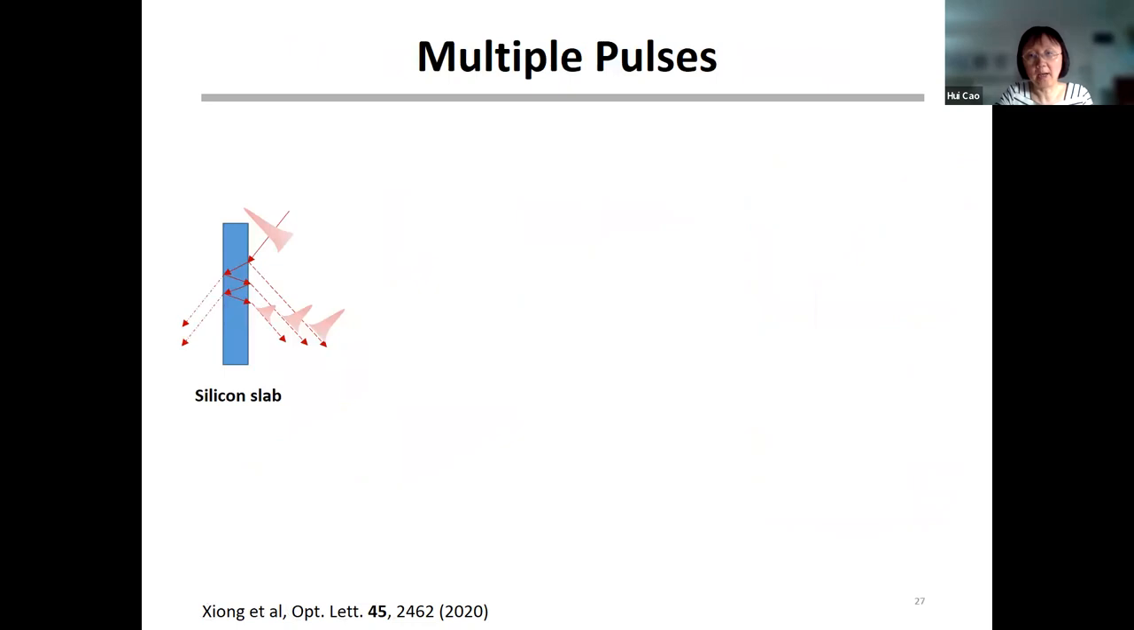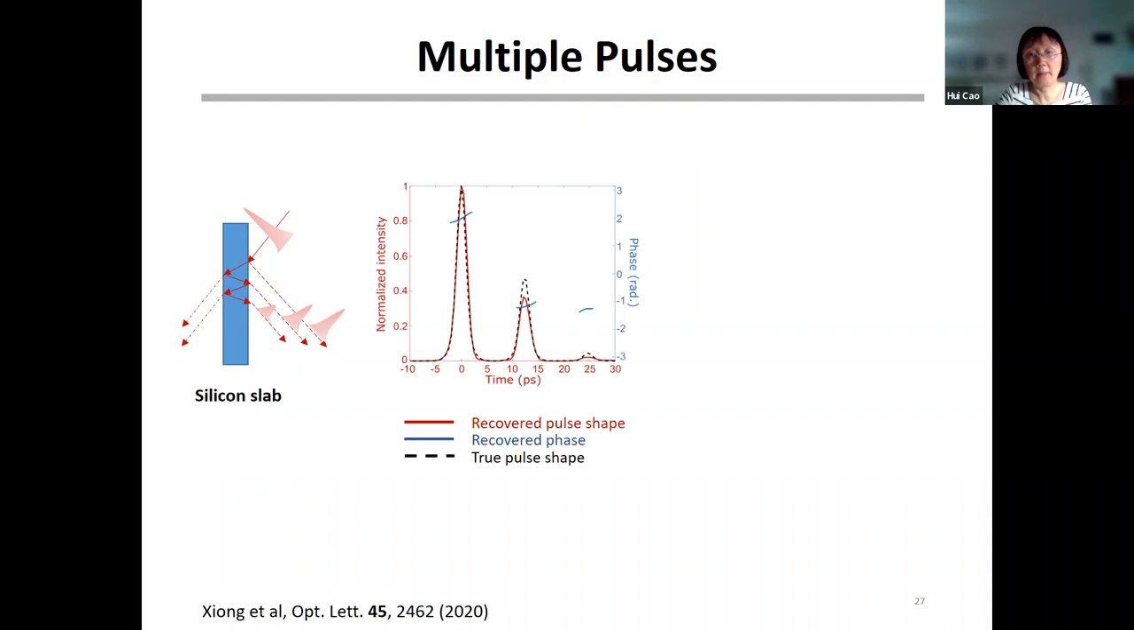And then we try to recover a signal after putting in a sample. We are using a double-sided silicon slab, which can generate multiple pulses. One pulse is the reflection from the front surface, another is from the back surface, and we also have a third pulse coming from the double pass. Again, we combine this with the spatial-temporal speckle, and we try to recover the temporal pulse amplitude and phase.